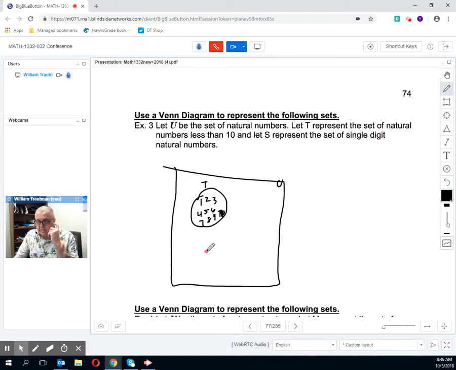Well, we can keep on going: 10, 11, 12, 13, 14. Do you see? Numbers less than 10 are only in T. Numbers greater than 10 are not in T, but they're part of the universal set. And let S represent the set of single-digit natural numbers. So these are all single-digit natural numbers. So this is also S and T. That's kind of a weird question. I'm not sure if that made sense.